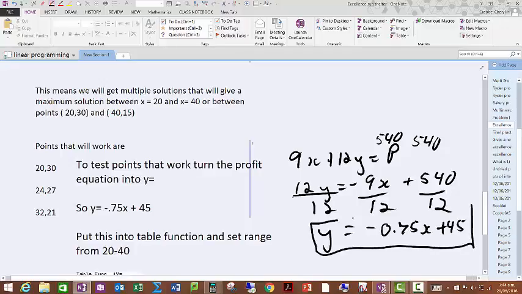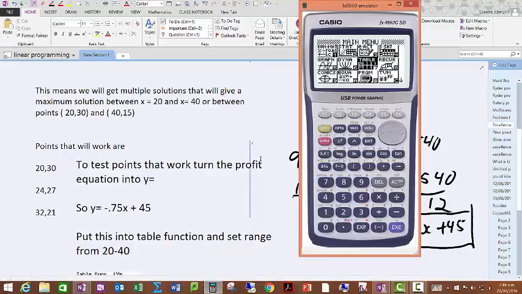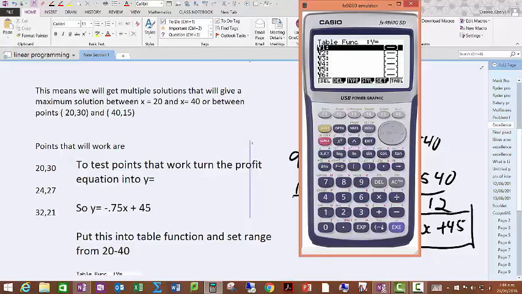So we end up getting this. Now, the nice thing about that is we can throw it into the table function in our calculator: y is equal to negative 0.75x plus 45. Boom. Now, we want to get a table of values so that we can figure out all the whole number positive solutions. So we're going to set the table, and we know that we're going between 20 and 40. So I'm just going to start at 20 and end at 40, because that's the feasible region.